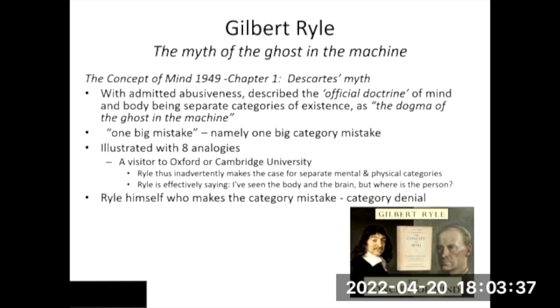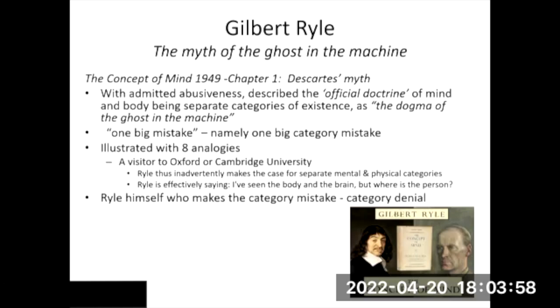that comes along and says, well, I've seen all the buildings, and I've seen the playing fields, and I've seen this, that, and the other. But where is the university? But of course, what Ryle had actually done inadvertently was make a case for 2 separate categories.